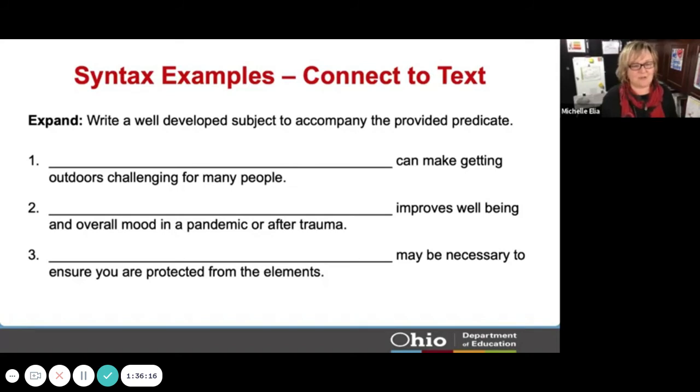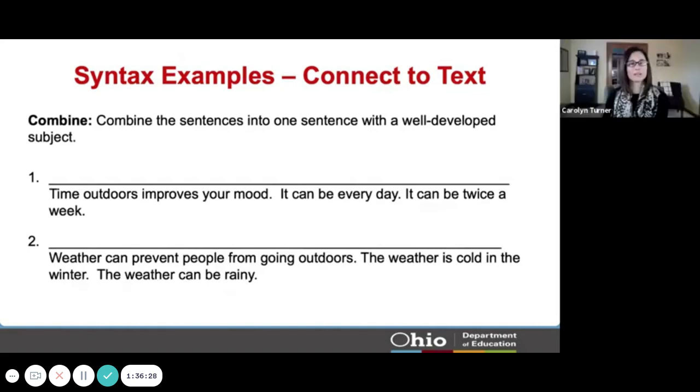We want to give you some practical ideas that you could use. So after you read a text, you have them develop the subjects. You just give them sentences where they have to put in a well-developed subject. Oops, you may go back. I was looking at my slides and I skipped a slide.